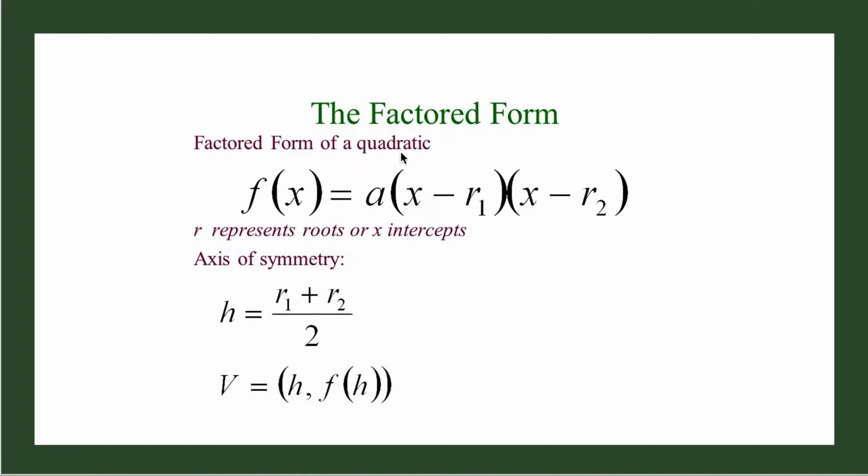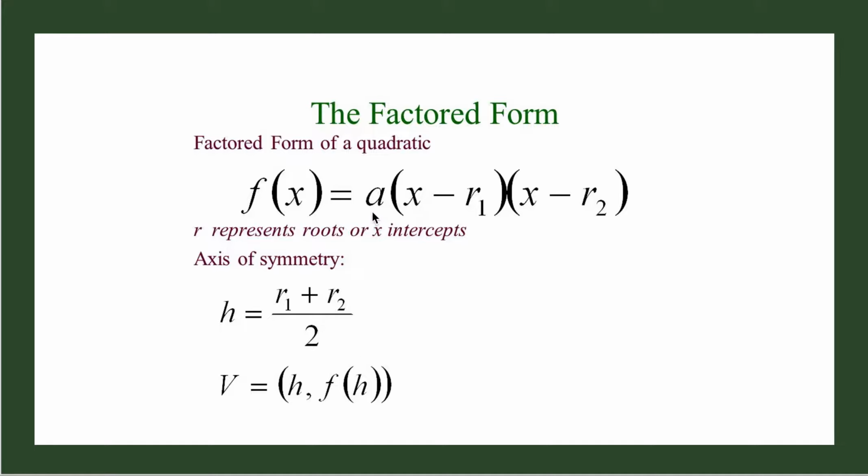Factor form of a quadratic equation or function. Let's say we have a function f of x equal to a times (x minus r1) times (x minus r2). This is the general form we use to denote the factor form of a quadratic function. Let r represent the roots, the x-intercepts. The axis of symmetry h is (r1 plus r2) divided by 2, and the vertex is h and f of h.